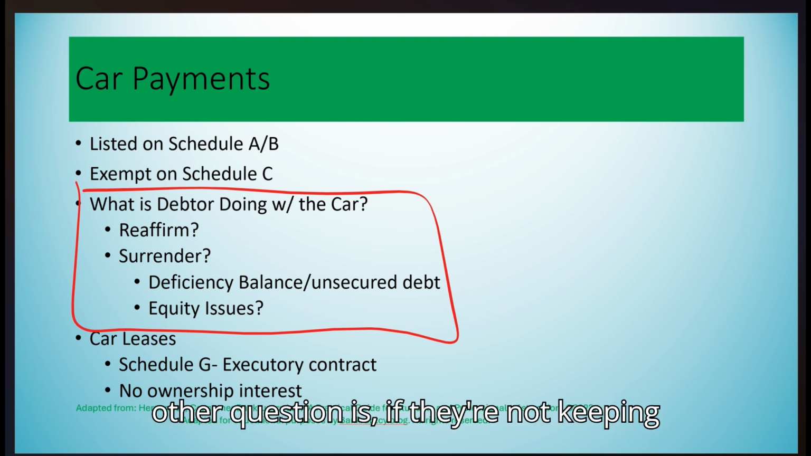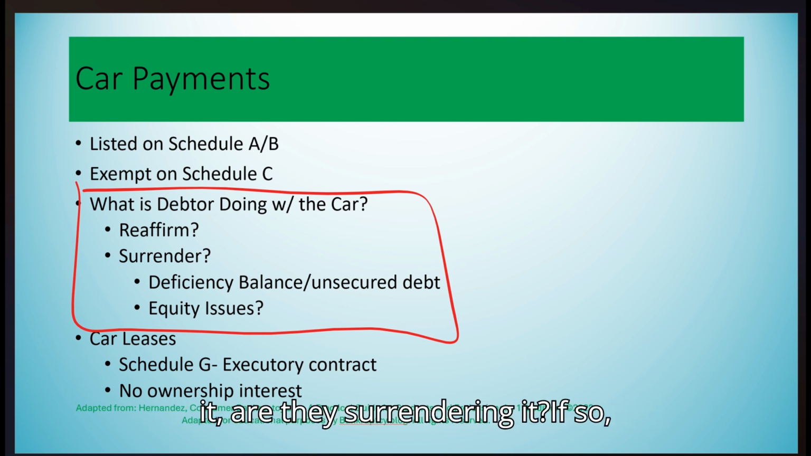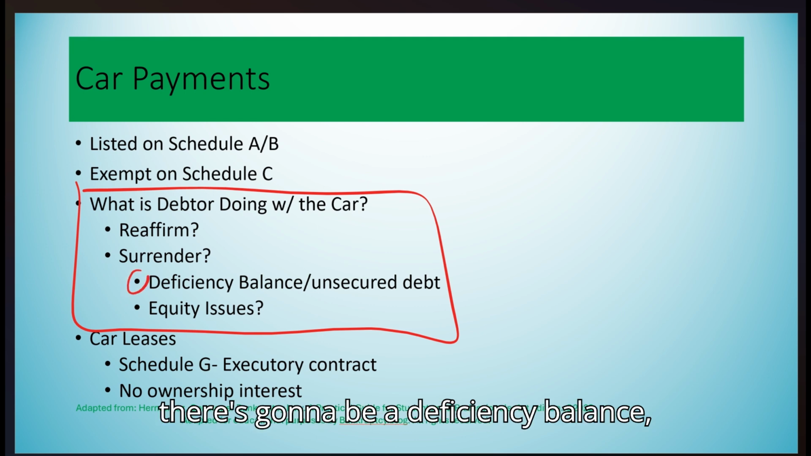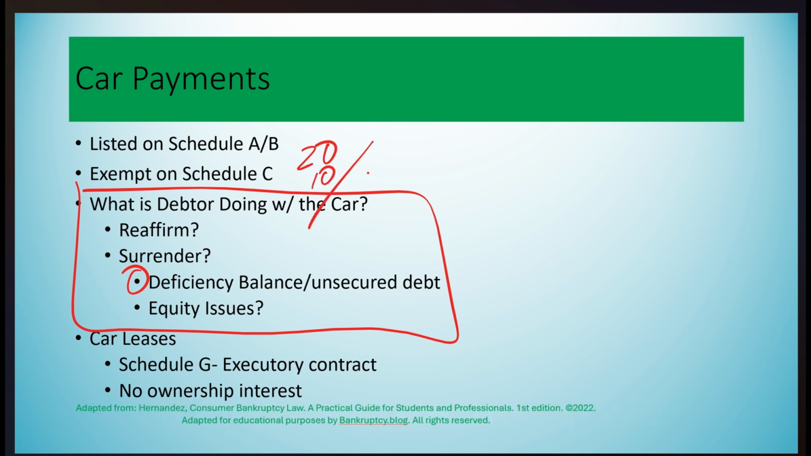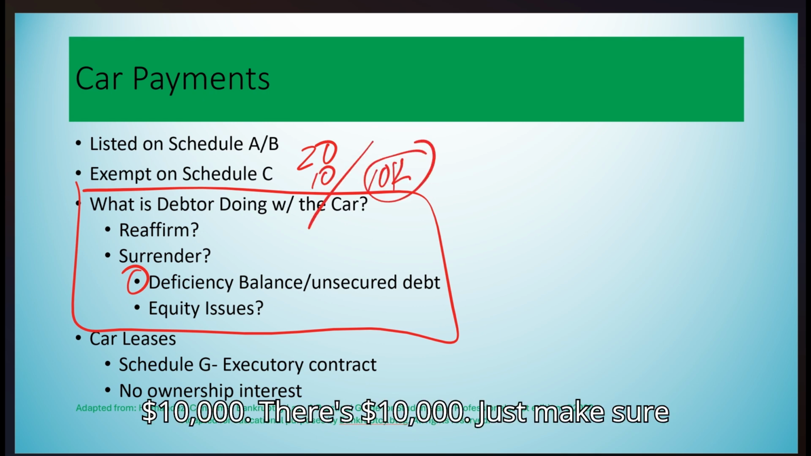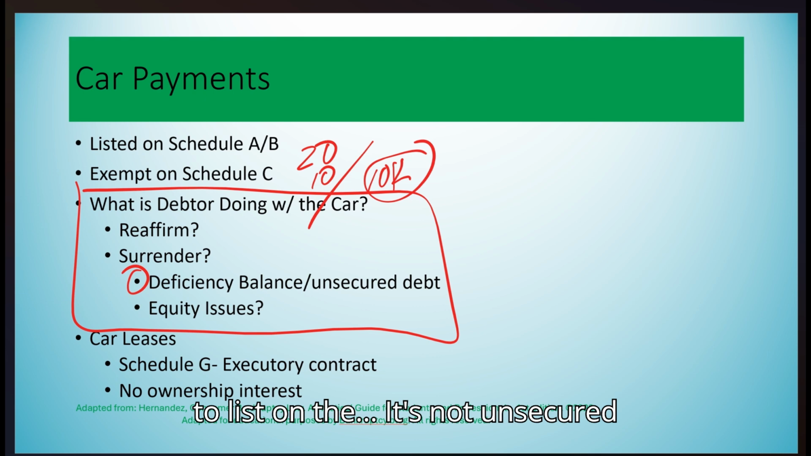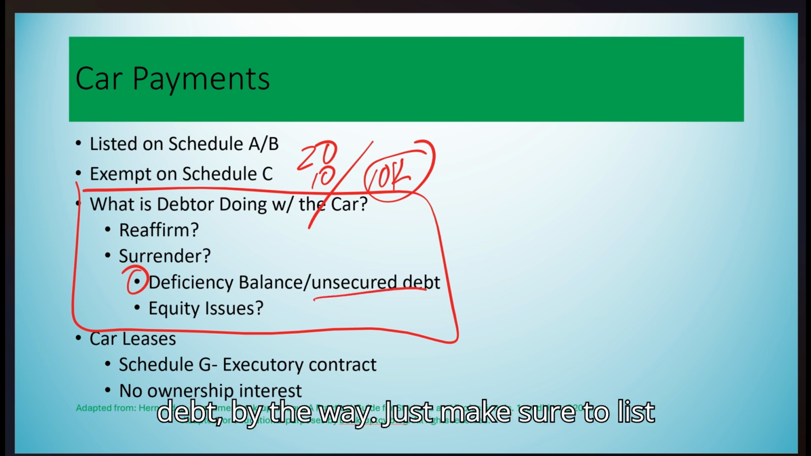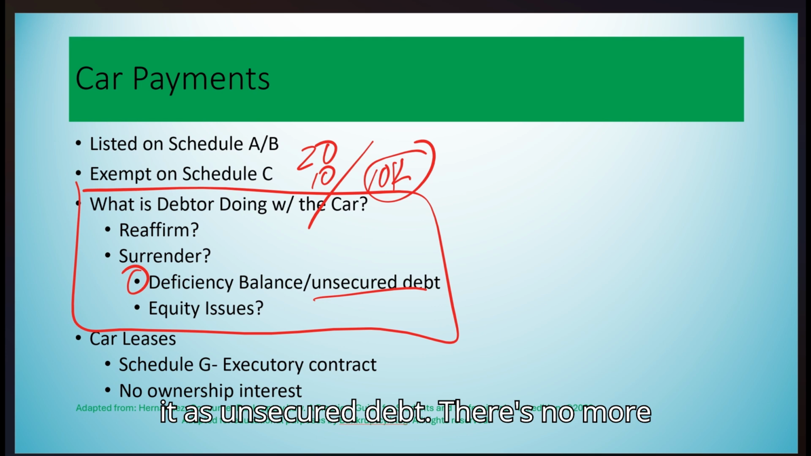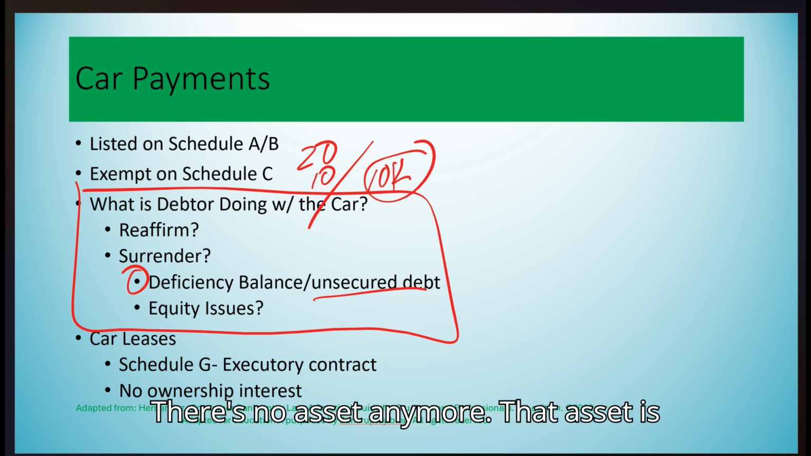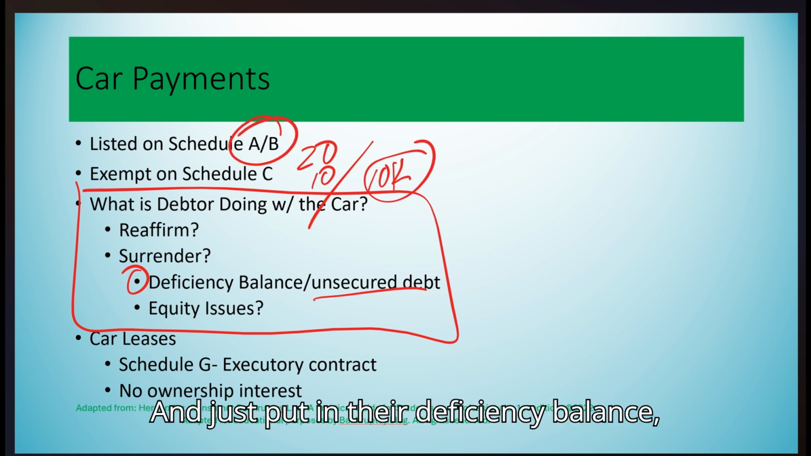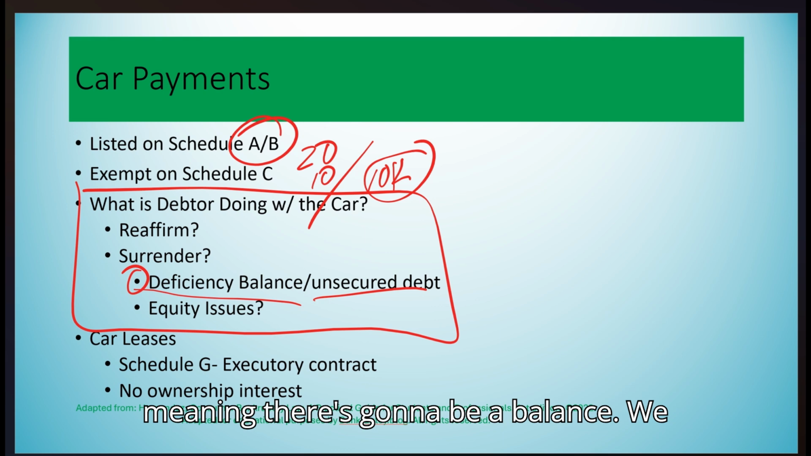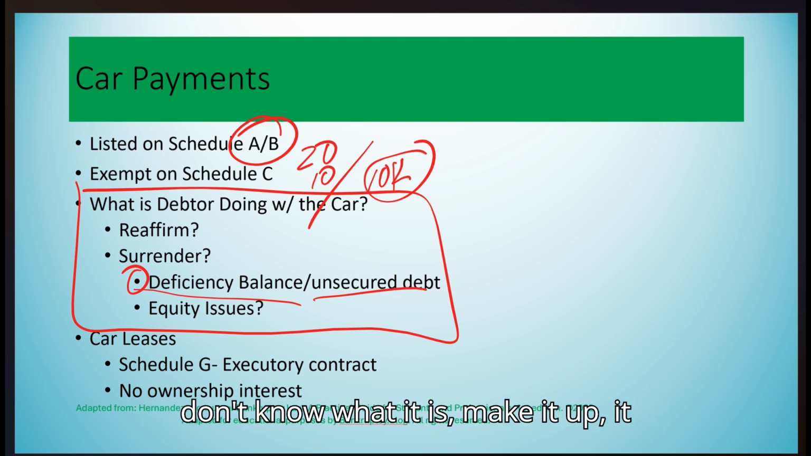The other question is, if they're not keeping it, are they surrendering it? If so, there's going to be a deficiency balance, right? Meaning, there's still $20,000 owed on the car, and this car is only worth $10,000. There's a $10,000 deficiency. Just make sure to list it as unsecured debt, by the way. There's no more car to list as a secured debt, right? There's no asset anymore. That asset is gone. It's now becoming unsecured debt. And just put in their deficiency balance, meaning there's going to be a balance. We don't know what it is. Make it up. It doesn't matter. But just to get that debt out of the way.